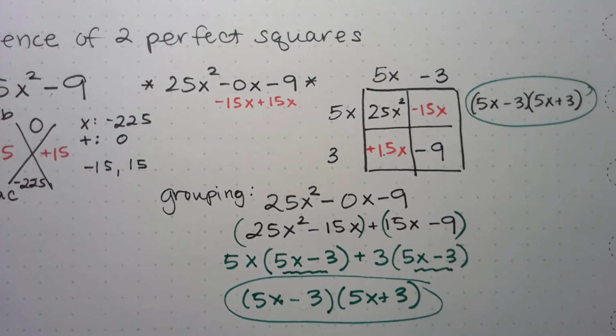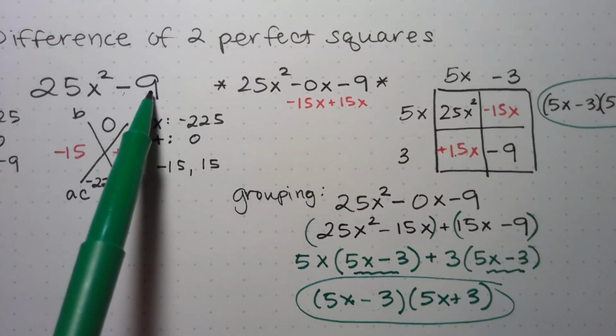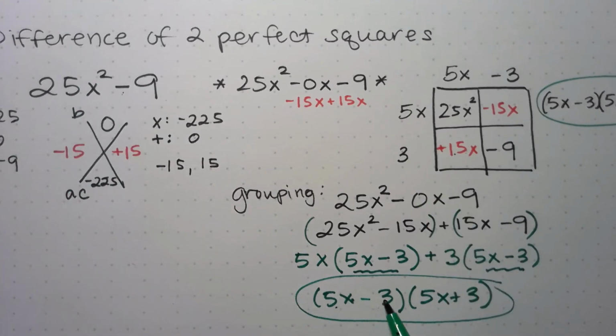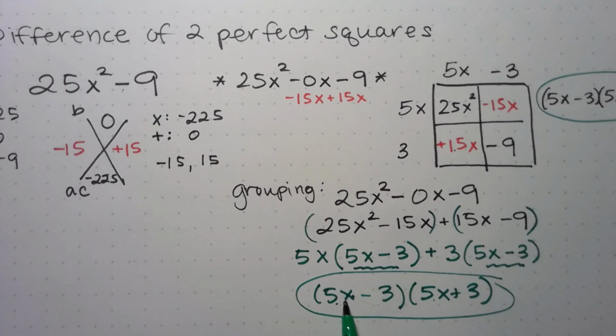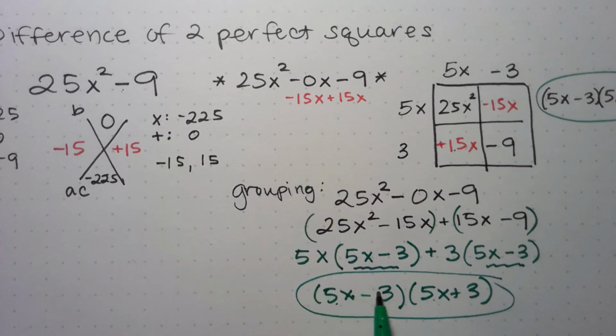There is something else I want you to notice, though, because this is a special pattern. Let's go back to our original expression here. 25x squared minus 9 resulted in 5x minus 3, 5x plus 3. 25x squared, 5x, 5x. Minus 9, negative 3, positive 3. There is a pattern here. Let's look at another one.